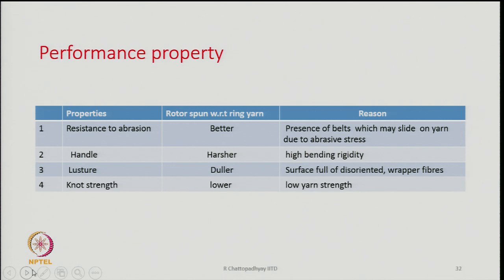Resistance to abrasion is better because the belts may slide on the yarn under abrasive stress, and wrapper fibers can also do the same thing, sometimes they accumulate and keep sliding and reduce the abrasive stress on the core part of the yarn. Handle is harsher because the bending rigidity is high. Luster is duller because the surface fibers are highly disoriented. This is in comparison to the ring yarn. Knot strength is lower because the yarn strength itself is low because of reasons already stated.